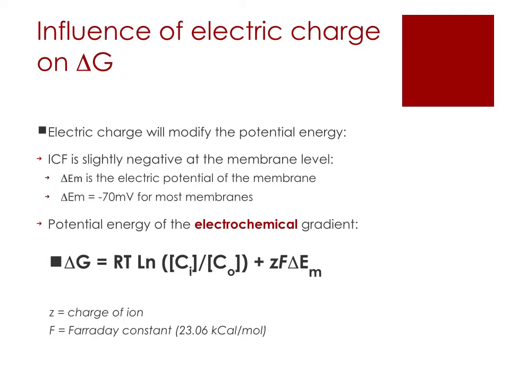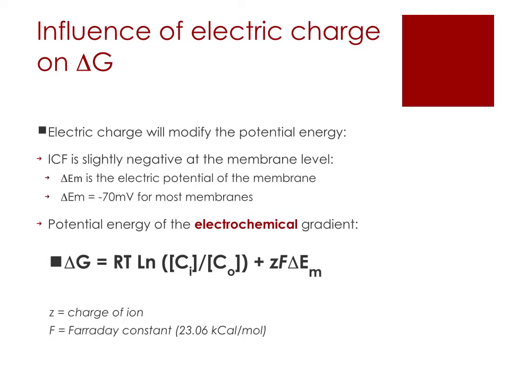Now the delta G, when you take into account the charge, becomes the same thing for the chemical gradient, so RT ln of concentration inside divided by concentration outside. So this doesn't change. It is still the chemical component of the gradient.